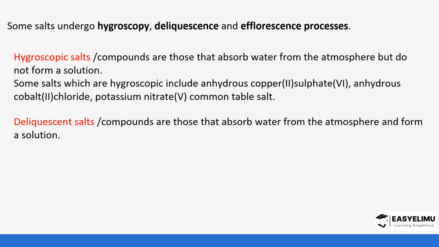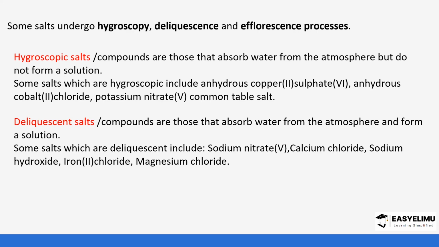These are the ones that absorb water from the atmosphere and form a solution. Some examples of the deliquescent salts are sodium nitrate, calcium chloride, sodium hydroxide, magnesium chloride. So when these salts are exposed to the atmosphere, they usually absorb the moisture and then they form a solution.